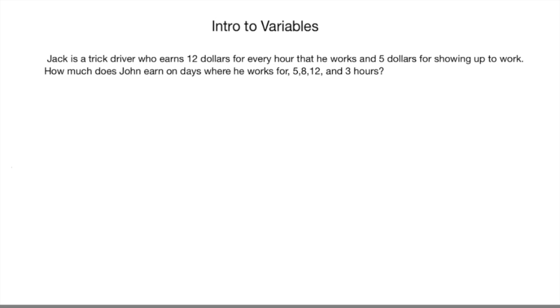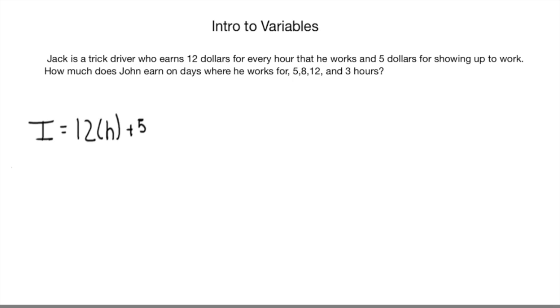So, Jack is a truck driver who earns $12 for every hour that he works and $5 for showing up to work. How much does Jack earn on days where he works for either 5, 8, 12, or 3 hours? So first, let's set up a little equation for this. We'll model Jack's income with a variable I, where I is equal to 12 times H, the variable for the number of hours he works, plus 5.